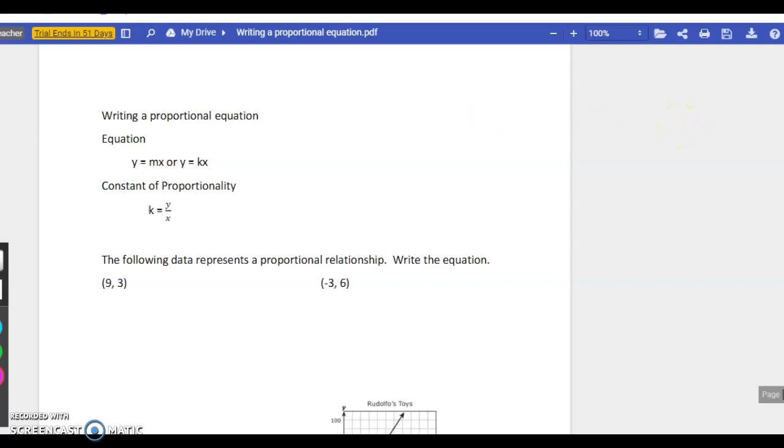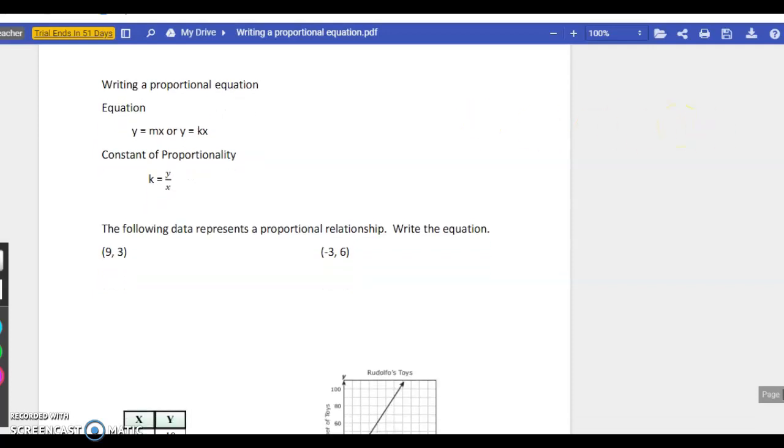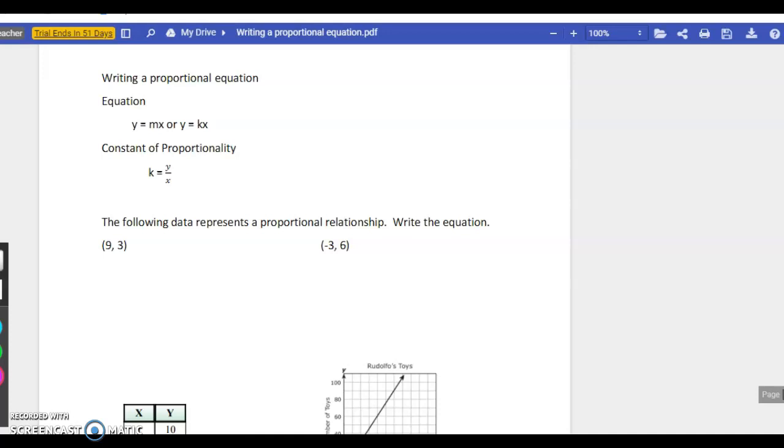Okay, so today we're going to look at how to write a proportional equation when we're just given a point or a set of data. And a lot of this should feel a little bit familiar. So we've already talked about the equation for a proportional relationship. Remember, it's y equals mx or y equals kx.